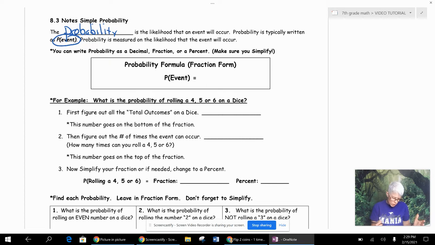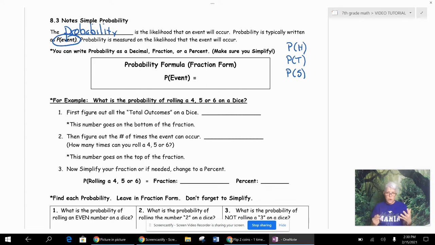If I asked you what is the probability of getting heads on a coin, you might write it like that. If I said what is the probability of getting tails, you might write it like that. If you were rolling a dice and I said, what's the probability of rolling a 5? You might write that, which means the probability of getting 5. That's what that means.